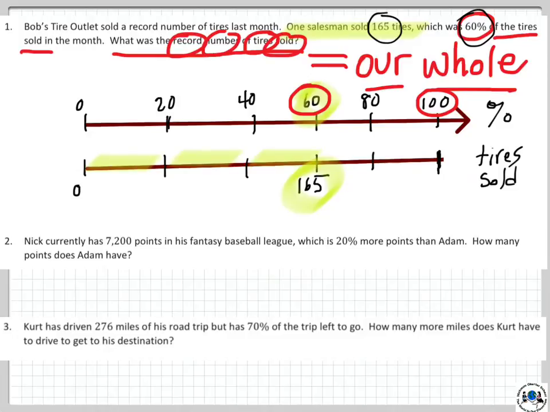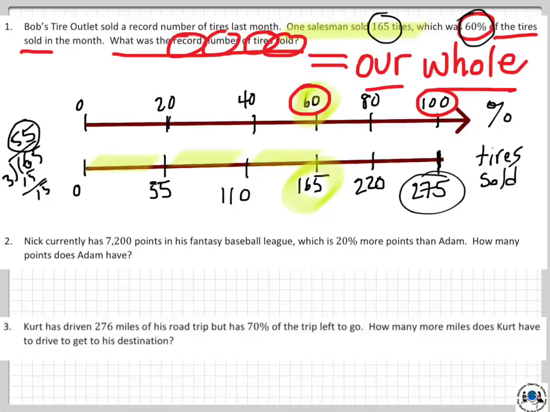And there we go. We have 3 of those pieces. We know 3 of those equal pieces is equal to 165, just like 3 equal pieces is equal to 60%. If we take that 165 and divide it by 3, we get 55. So each one of these segments is worth 55 tires. The first segment is 55. Add another 55, we have 110. Add another 55, that's 165, and that's what we knew. We knew that was 60%.